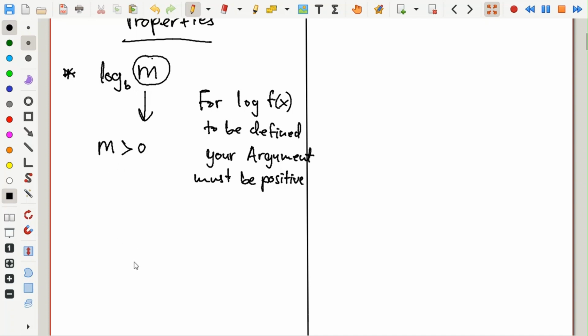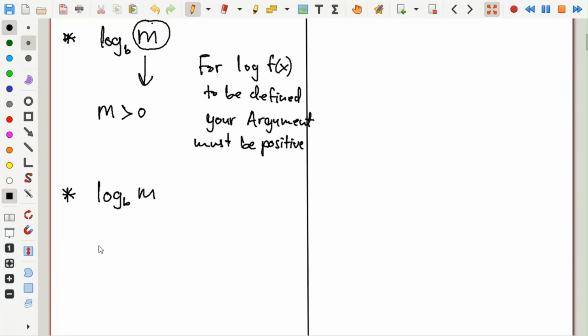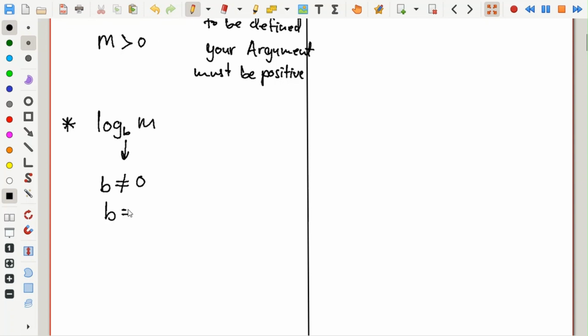Now this is very, very important, and you're going to apply it in answering some questions in functions and even some questions in logarithm itself. Now I'm going to talk about the base. Your base, before you can solve your logarithm, must not be equal to 0, and your base must be greater than 1.